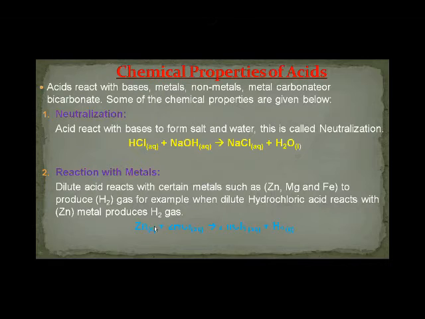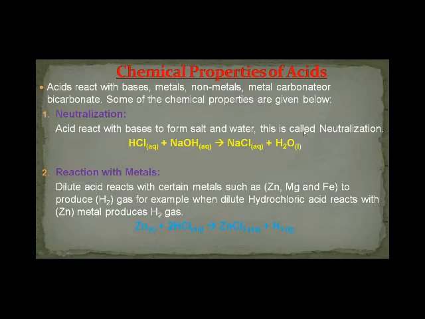Next, we have the chemical properties of acids. Acids react with bases, metals, non-metals, metal carbonates, or bicarbonates. Some of the chemical properties are given below. The first chemical property is neutralization. What is neutralization, students? Acids react with bases to form salt and water. This is called neutralization.